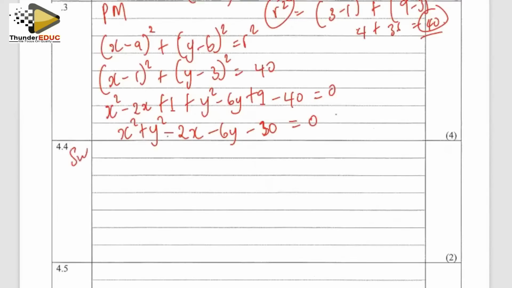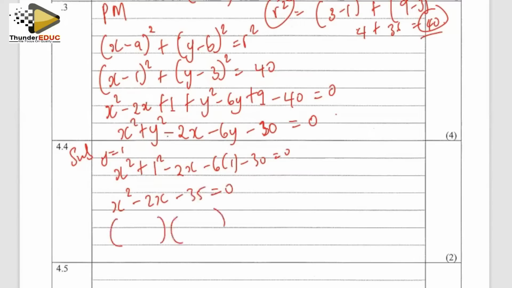So substitute y as 1. So we shall have x squared plus 1 squared minus 2x minus 6 and 1 minus 30 is 0. Collect the like terms, x squared minus 2x. This is going to be minus 36 plus 1, which is minus 35 is 0. Factorize this out. That is x and a 7, x and a 5. Make this a minus and a plus. So x is either 7 or x is going to be minus 5. But we're looking at D on the positive axis. Therefore, D is going to be 7.